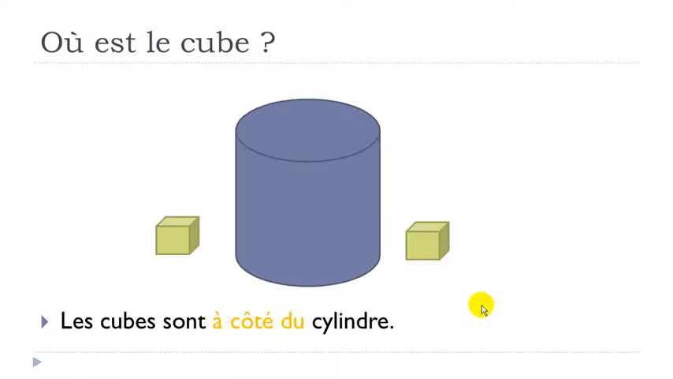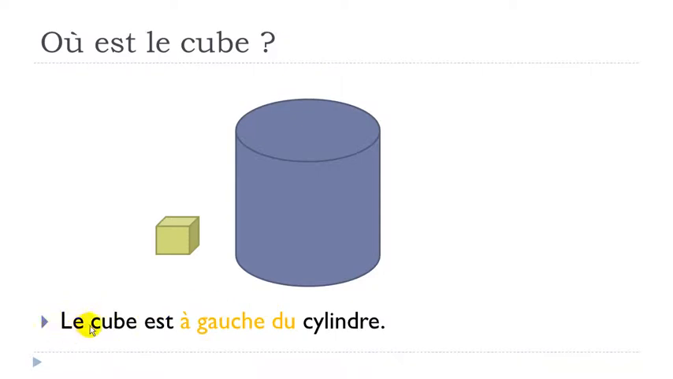Alright? So, here, I've been putting the plural form because we've got two here. Les cubes sont à côté du cylindre, so next to, okay? Les cubes sont à côté du cylindre. Le cube est à gauche du cylindre. Okay, gauche, left, on the left of le cylindre. Le cube est à gauche du cylindre.